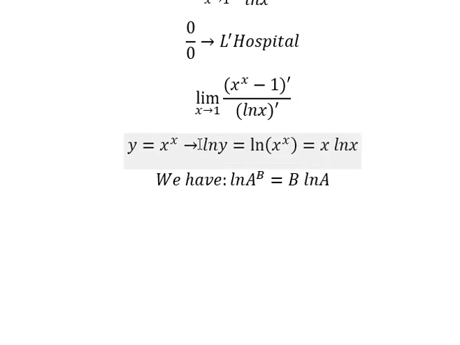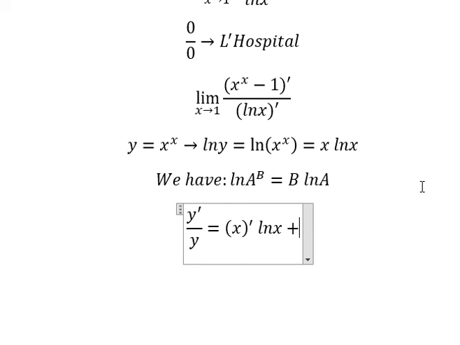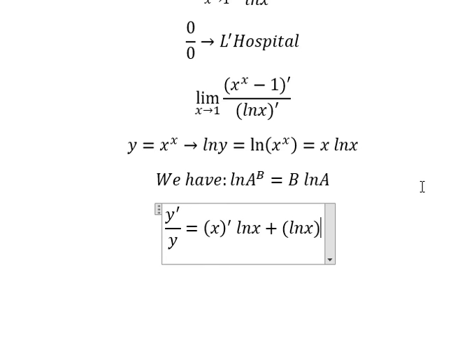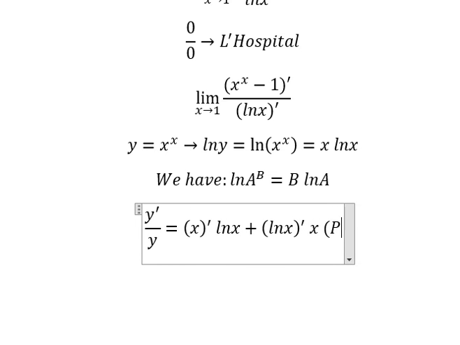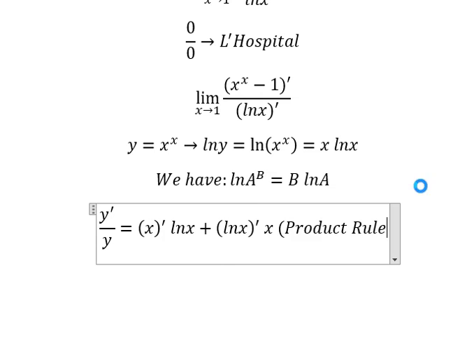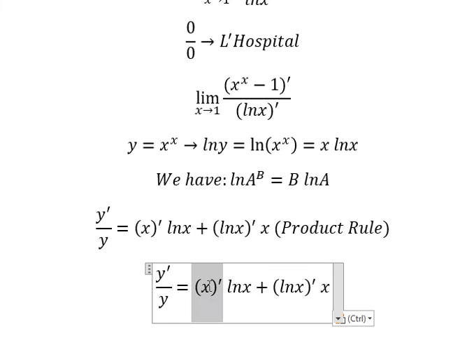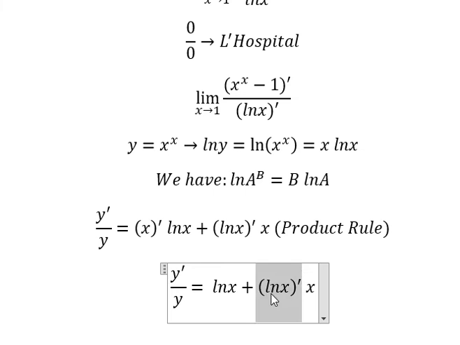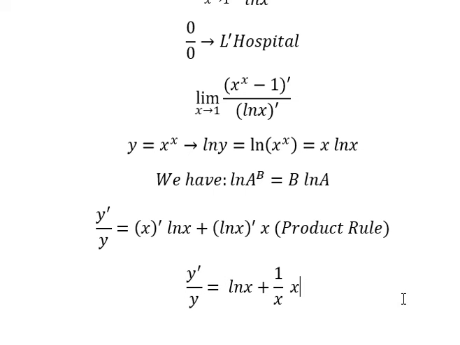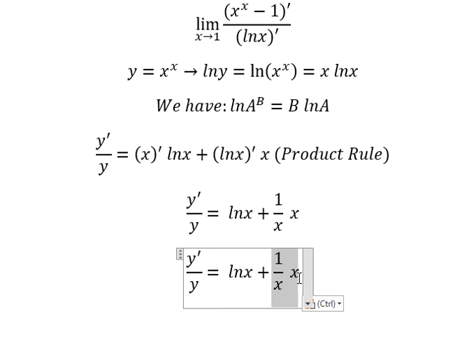So if we take the first derivative of both sides, we get first derivative of y over y equals the first derivative of s multiplied by ln s plus the first derivative of ln s multiplied by s. So this is the product rule of derivatives. This one we have number 1. This one we have 1 over s. So s divided by s, we have number 1.